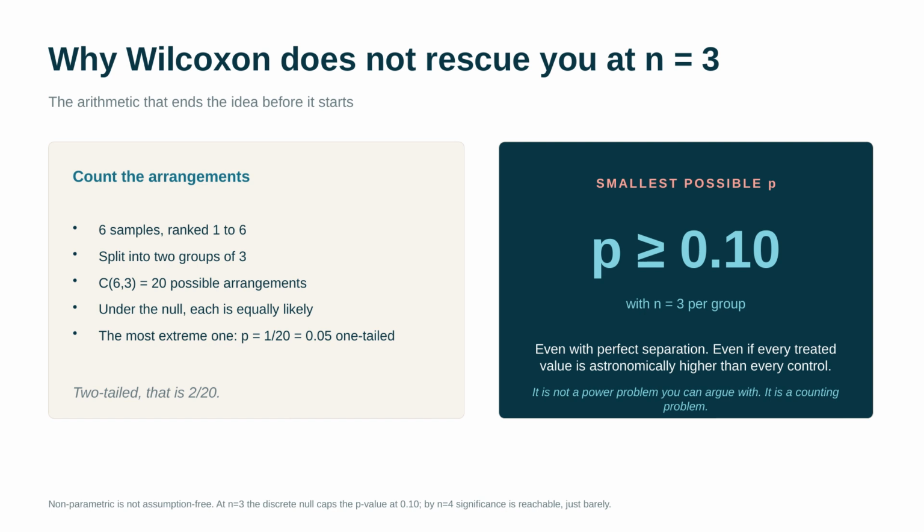Non-parametric is not assumption-free. It trades a distributional assumption for a loss of power. At 3 per group, the discrete rank null simply caps your smallest possible two-sided p-value at 0.10. By 4 per group, the floor drops to about 0.029, so significance becomes reachable, but only under near-complete separation. So the honest statement is not that the test is useless, but that at the very smallest sample sizes it cannot clear the usual threshold, and its power stays poor for several more.